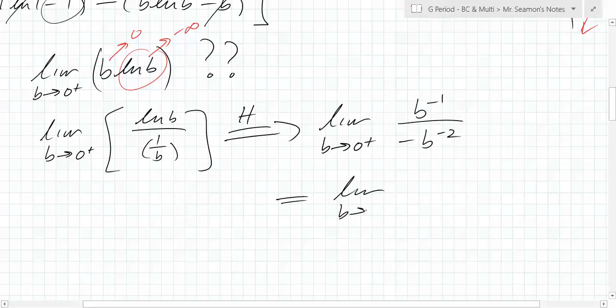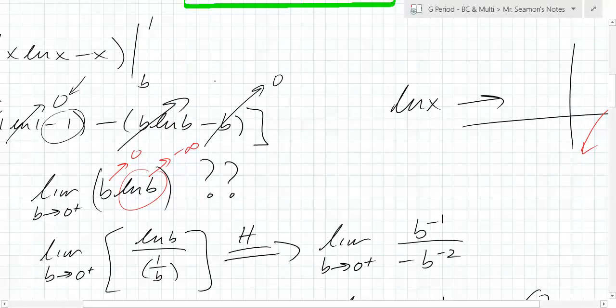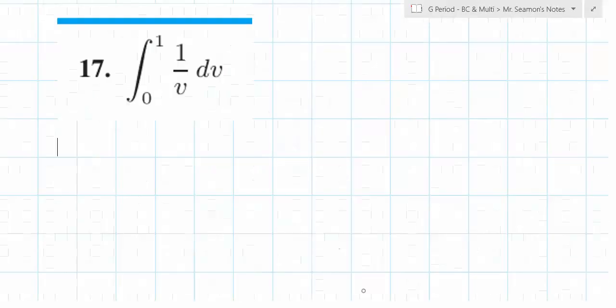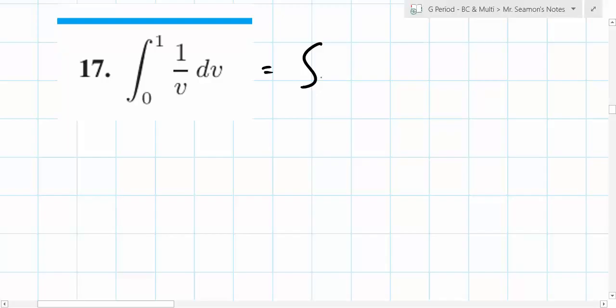Limit as b goes to 0 from the right of what? Just negative b. What does that equal? 0. So what have we proven? This goes to 0. So what does this whole thing equal? Negative 1. Done.